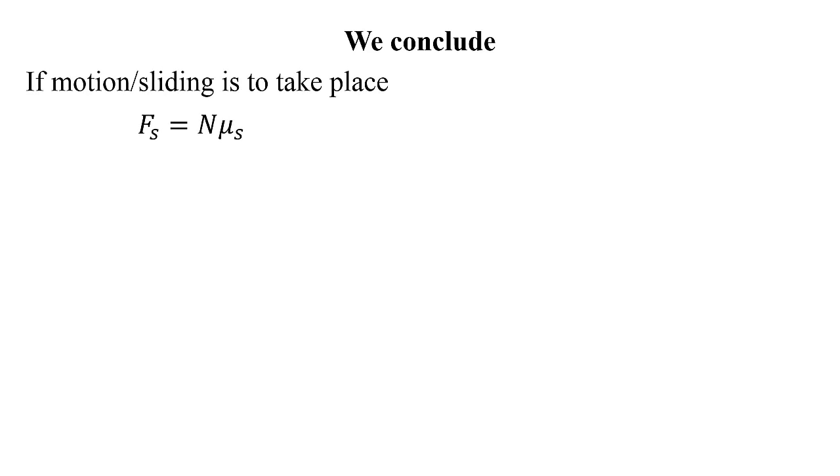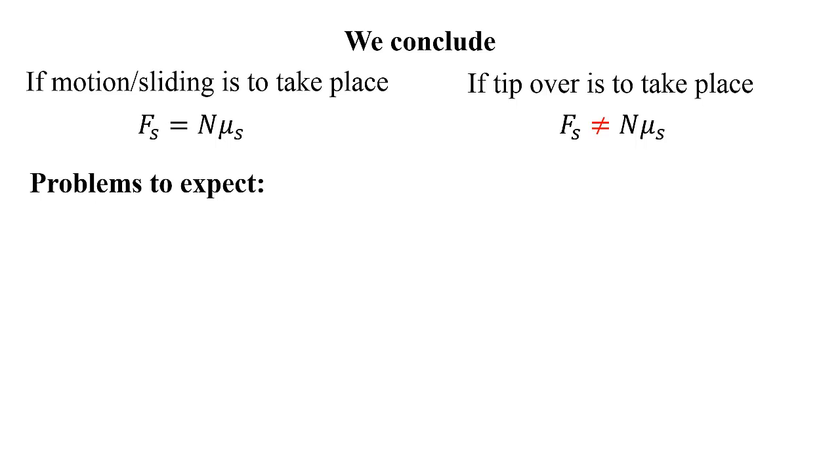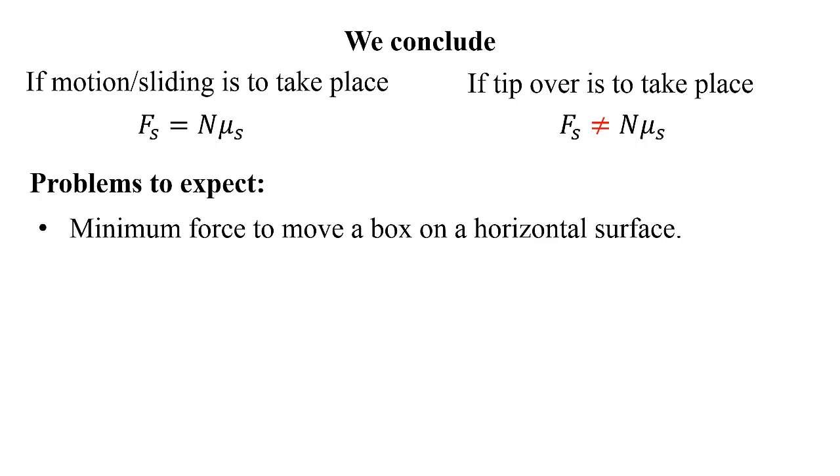So what do we conclude from this? Well, if sliding motion is to take place, just a tiny bit, Fs will equal N multiplied by mu s. If tip over is to take place, Fs does not equal N times mu s. So what problems to expect? What type of problems should we worry about? One problem will probably ask you what is the minimum force to move a box on a horizontal surface?